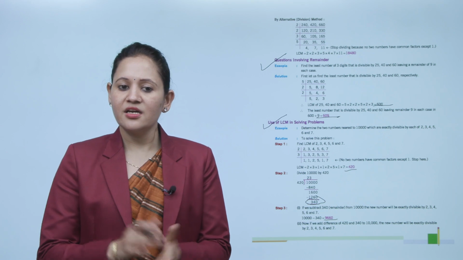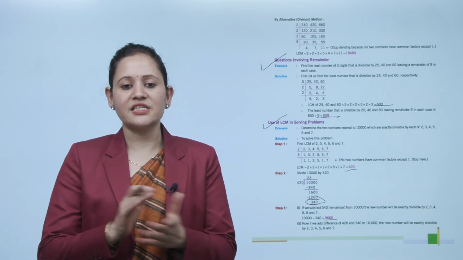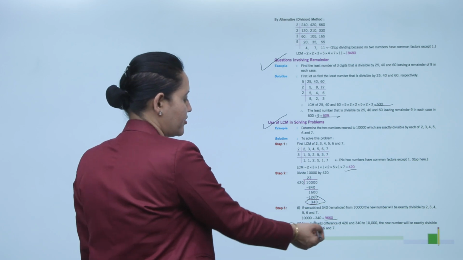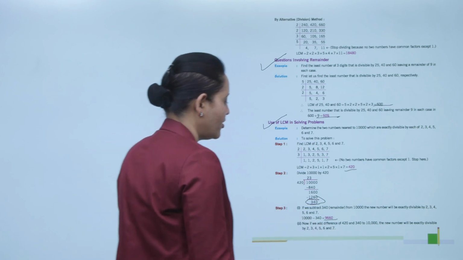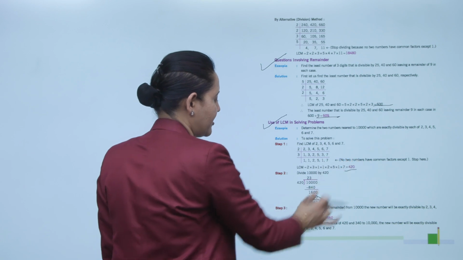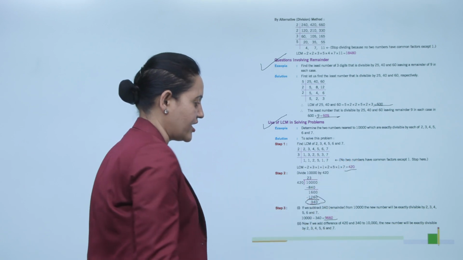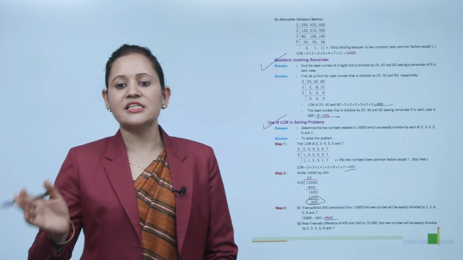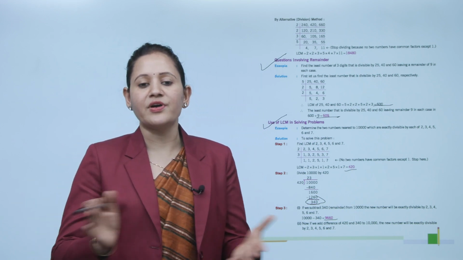Now if we add the difference of 420 and 340 to 10,000, the new number will be exactly divisible by 2, 3, 4, 5, 6 and 7. So here what we have done: we add the difference of 420, the LCM, and 340 to the 10,000. The new number that comes will be exactly divisible by 2, 3, 4, 5, 6 and 7.